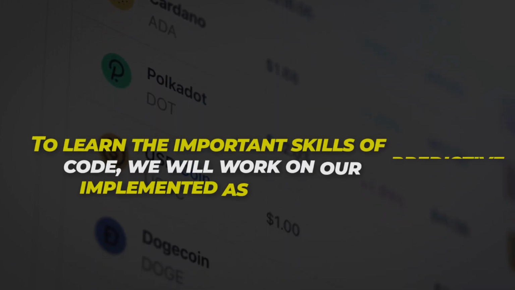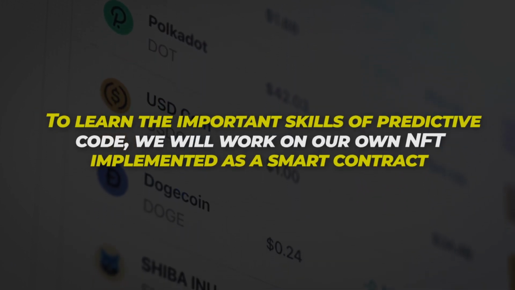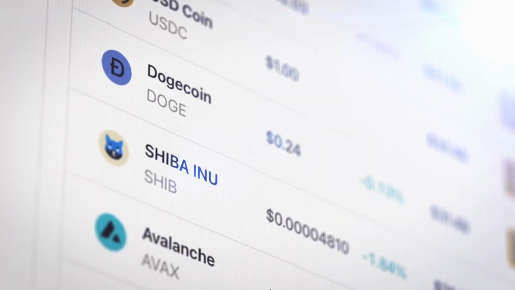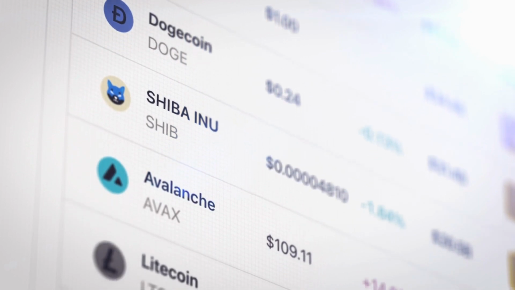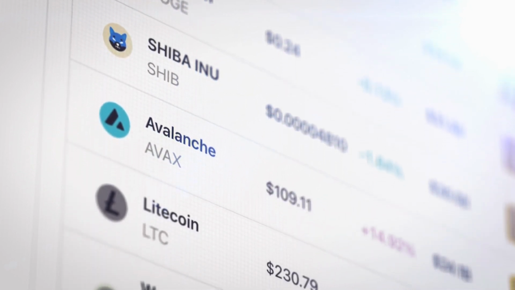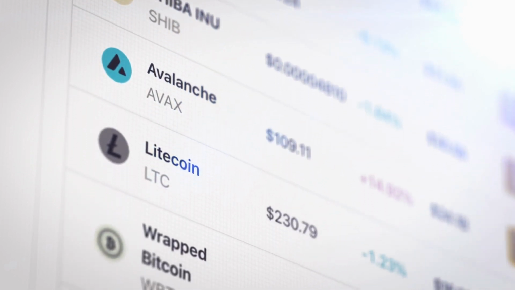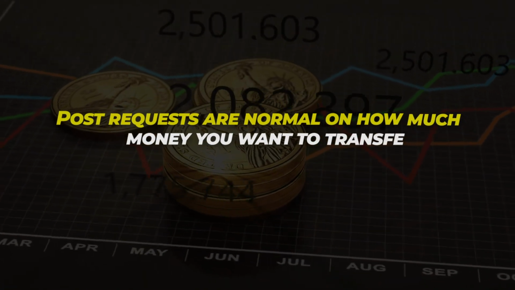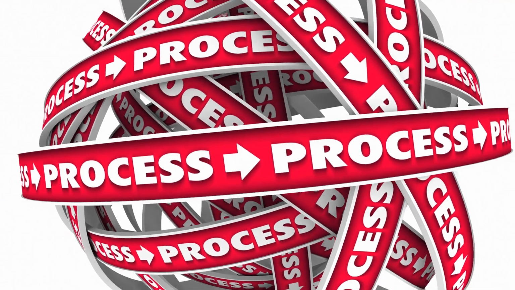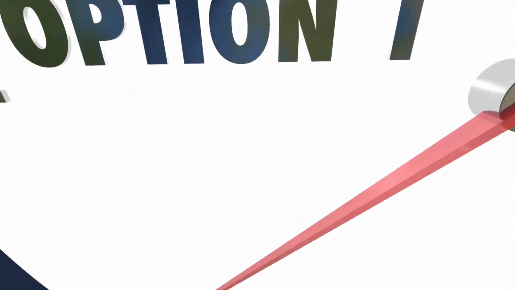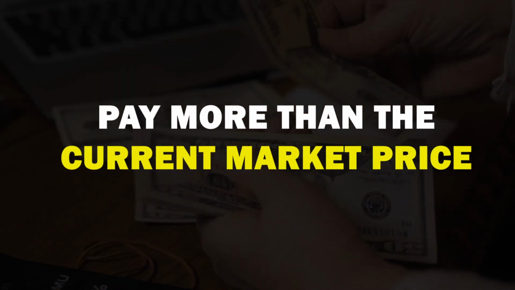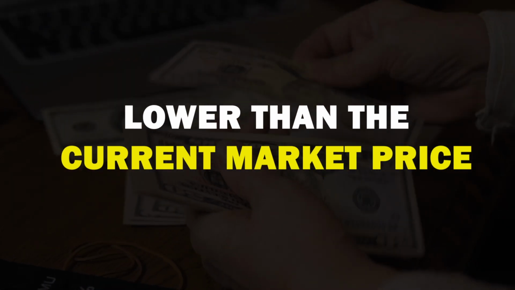To learn the important skills of predictive code, we will work on our own NFT implemented as a smart contract. To pay for one of these opportunities, you simply tell this website what Ethereum address you want to send your Ether to. Post requests are normal on how much money you want to transfer and the price. If you want this process finished faster, all you need to do is choose one of two potential options: pay more than the current market price or lower than the current market price.